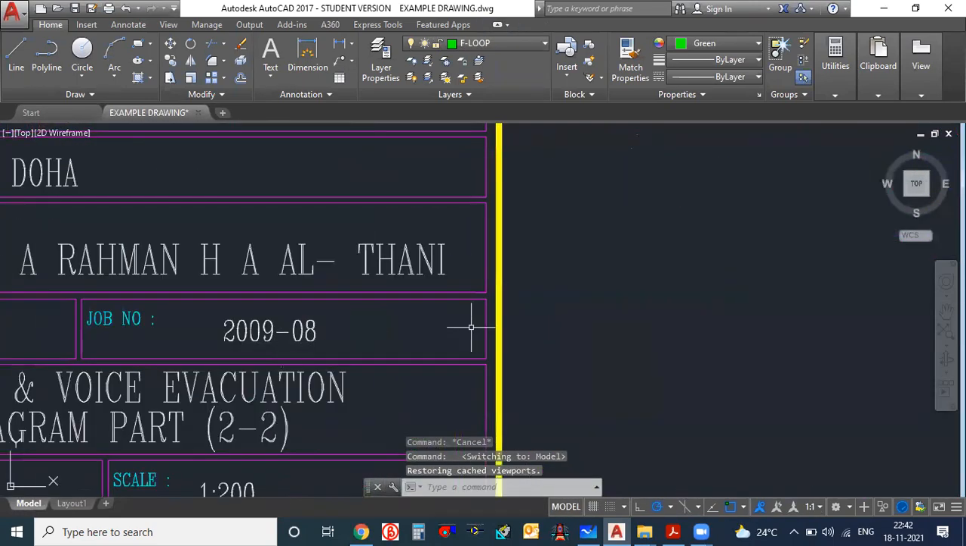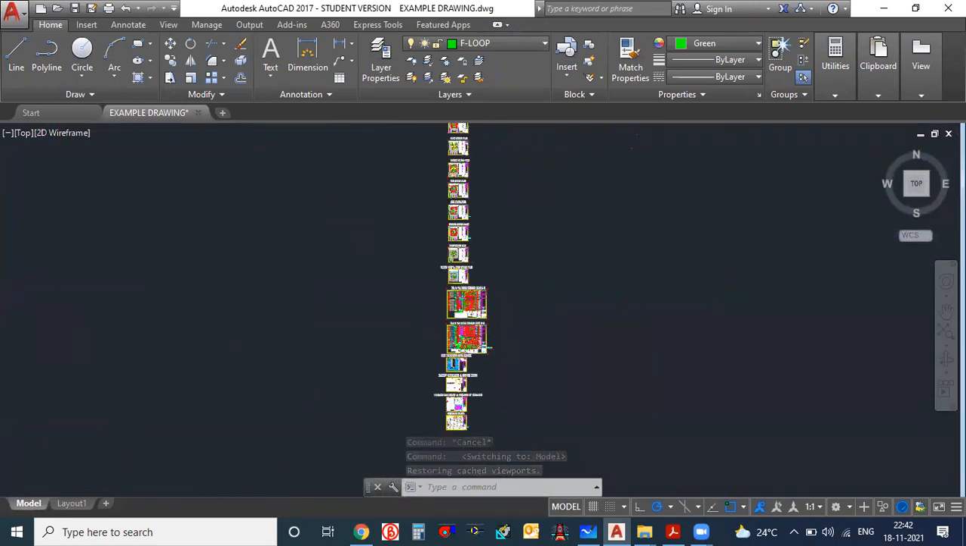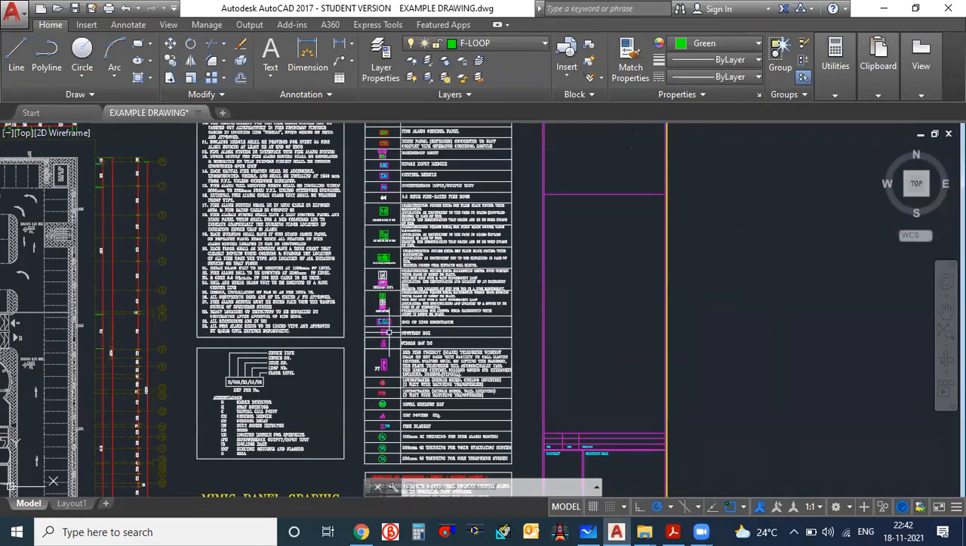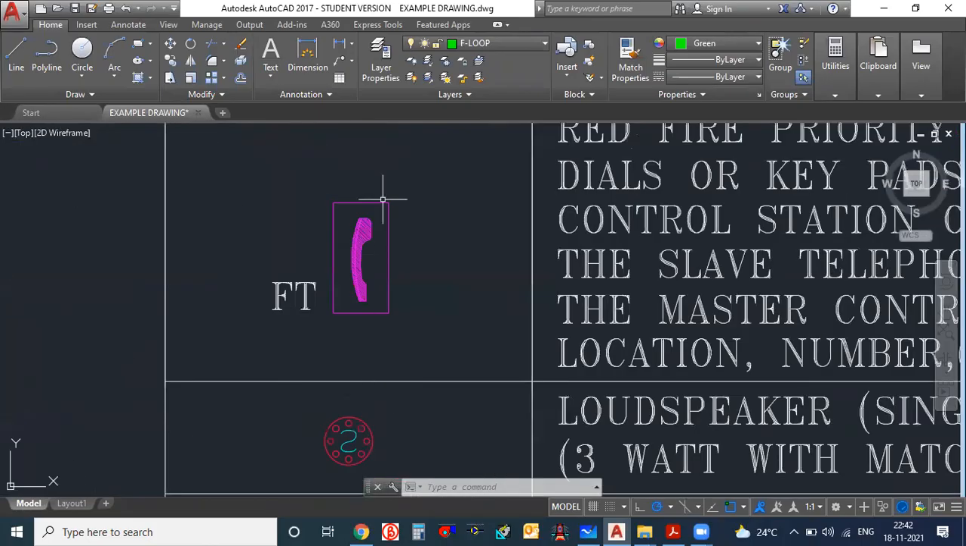Sir, where do you have to check? Let me check. Yeah. The first point should be loop isolated. Here they have written. See.